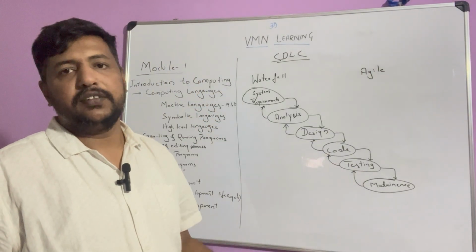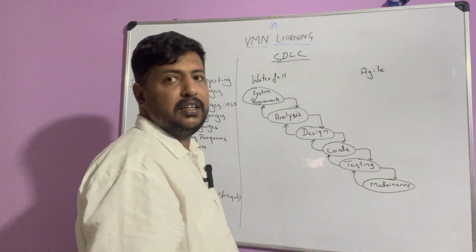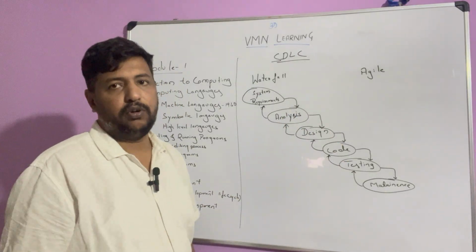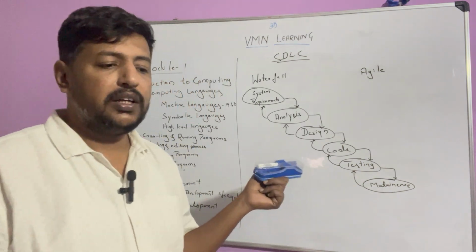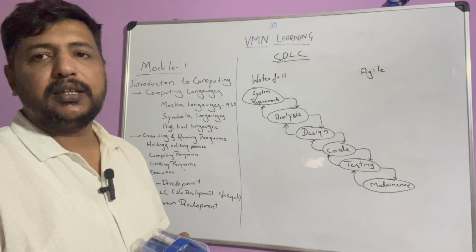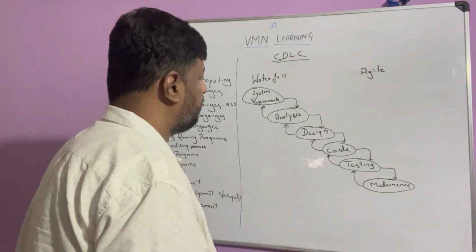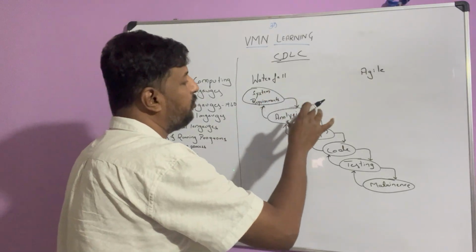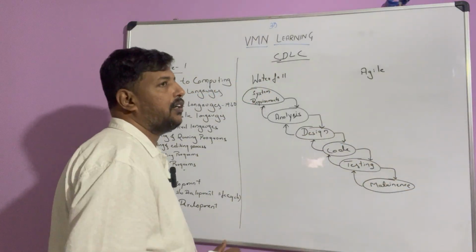Similarly, the cycle repeats. So you can see that it flows from top to bottom. That is why it is called the waterfall model. So this is about the waterfall model. Here it is a step-by-step approach, where each step is an individual step.